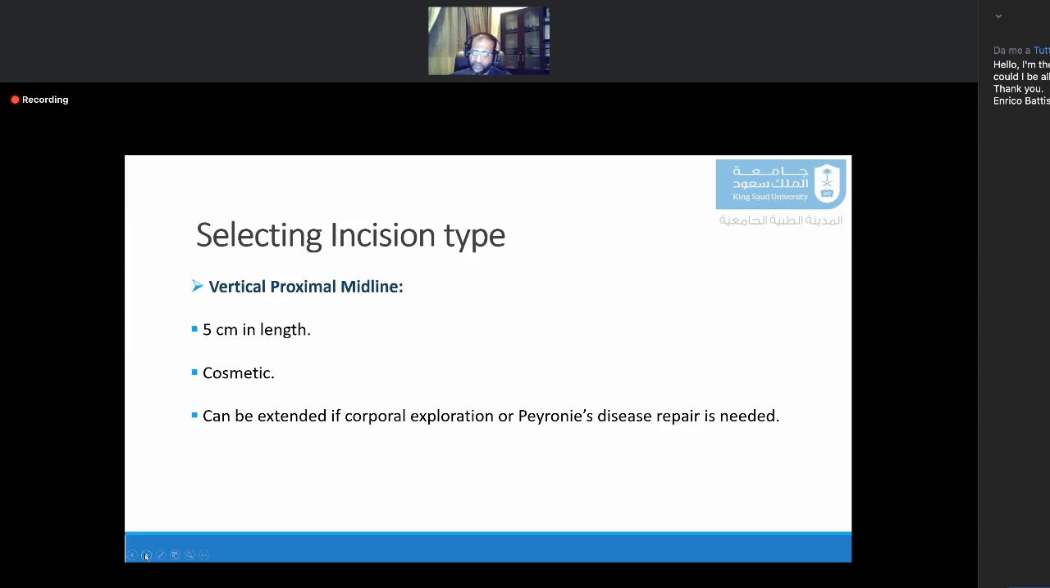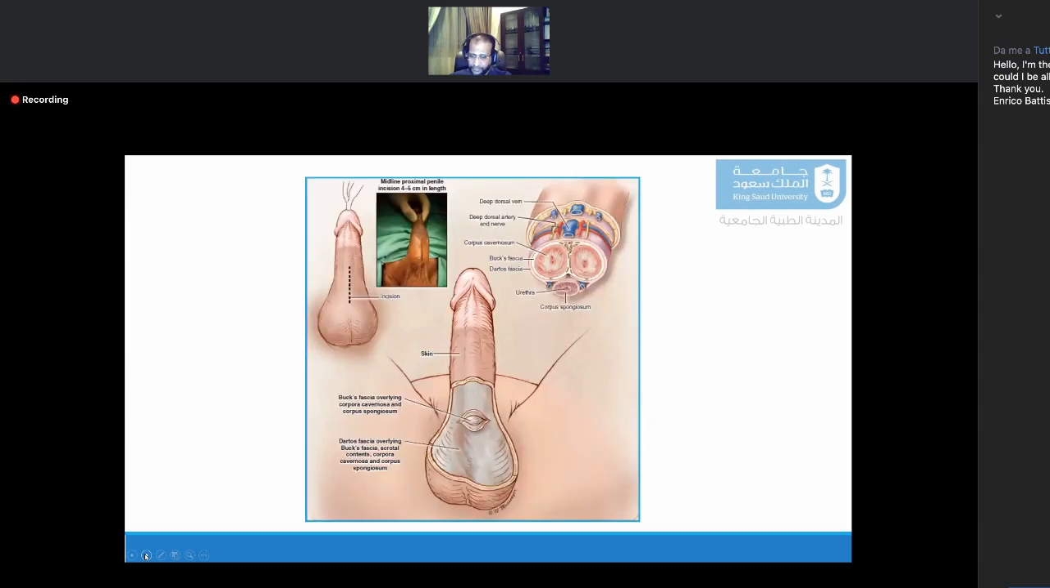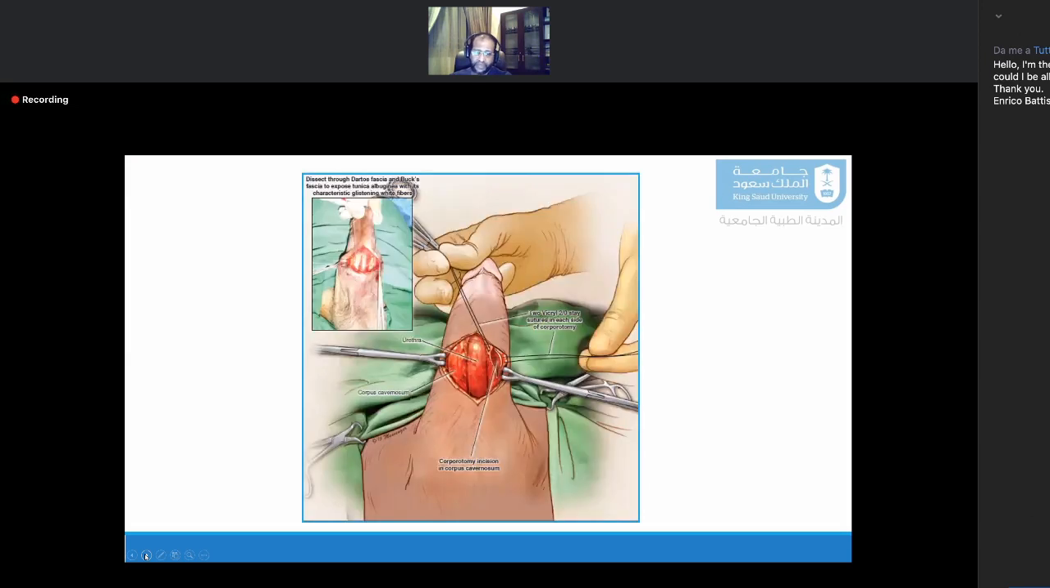Next slide, please. So this is just an illustration of the vertical extended approach. This is after you open the skin. This is how to open the Buck's fascia and the dartos muscle in a transverse way. Next slide, please. Then after putting the stay stitches on both sides, you just open the corpora cavernosa and do the dilatation in the usual fashion, as with any other approach. Next slide, please.